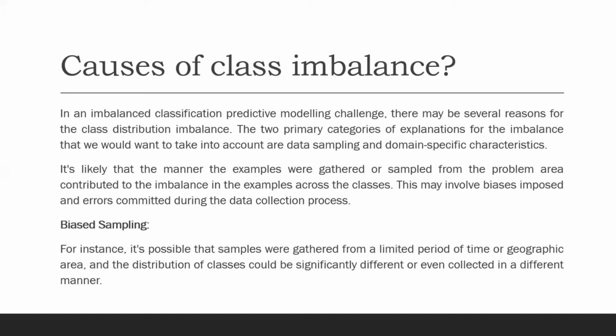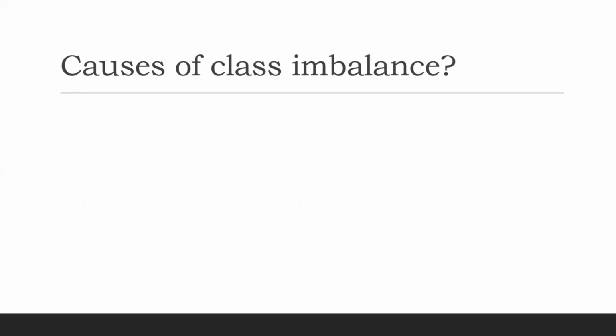So the first one is biased sampling. For instance, it's possible that samples were gathered from a limited period of time or geographic area, and the distribution of classes could be significantly different or even collected in a different manner.